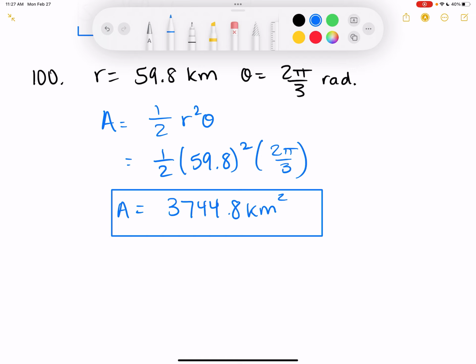Do you need to see another one, or are we okay with this formula too? Just make sure that you convert theta to radians and that the units are squared on area problems. This was a lot.